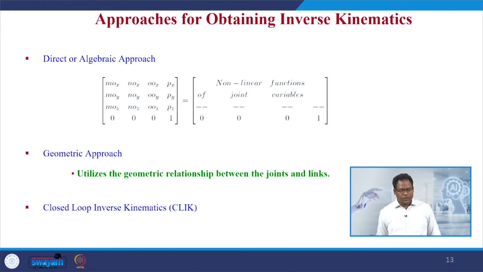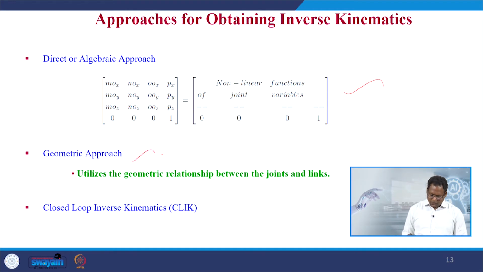The direct or algebraic approach involves equating the final end effector pose and orientation, the homogeneous matrix, with the expression of the nonlinear functions of the joint variables based on the homogeneous transformation matrices, and from this we can get the values of theta. The other one uses the geometrical relationship between the joints and the links, which is called the geometric approach.